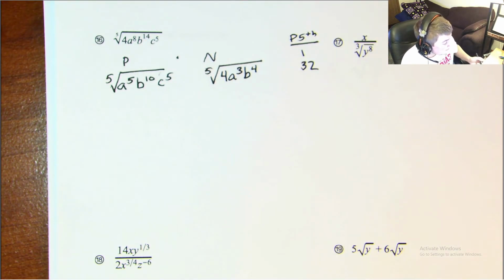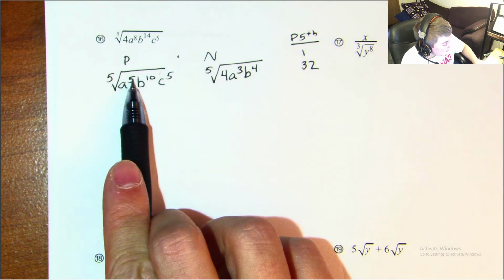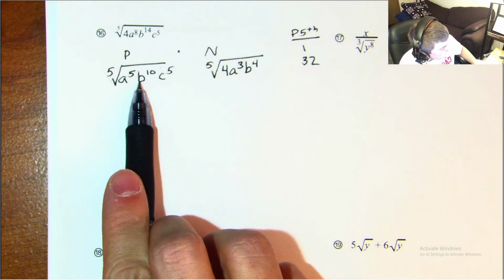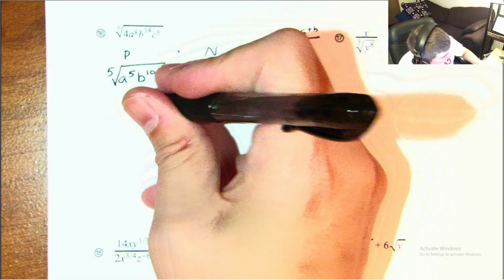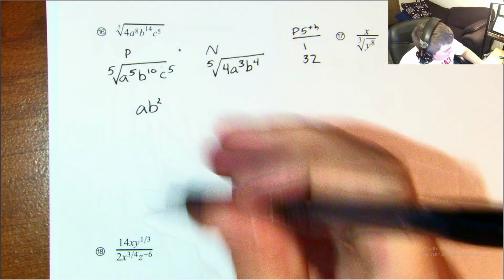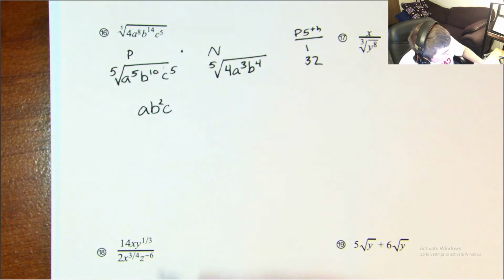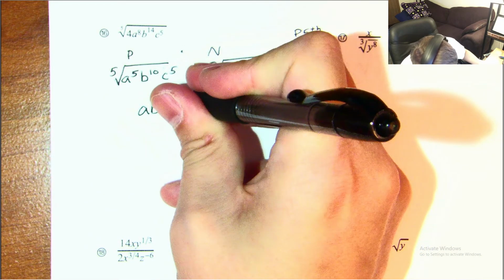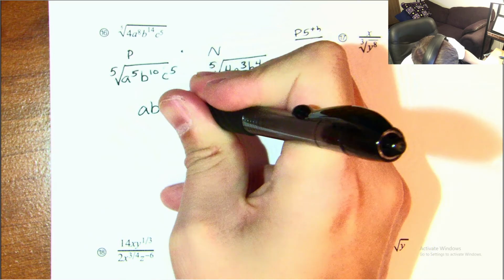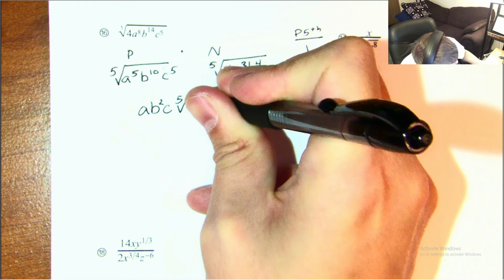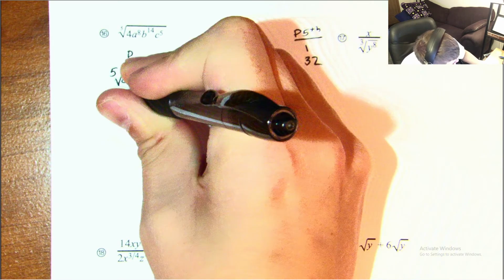Okay, and then all we have to do is take the roots. The 5th root of a to the 5th is just a. The 5th root of b to the 10th is just b to the 2nd. And the 5th root of c to the 5th is just c. And then this whole part is designed so that it can't be simplified. So then that's just going to be multiplied by the 5th root of 4, a to the 3rd, b to the 4th. And this is what's considered simplified.